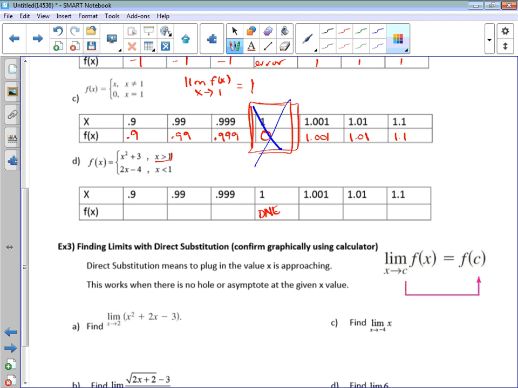When x is greater than 1, which is all the stuff over here, we use the x squared plus 3 equation. Okay, so if you look at this one says x is greater than 1. This one says x is less than 1. Do either of them say x equals 1? Okay, so we don't have anywhere to put our 1.